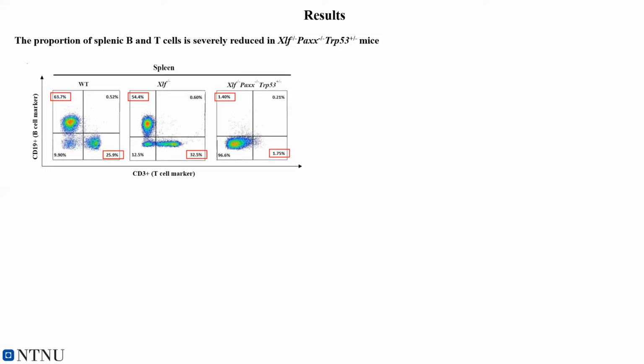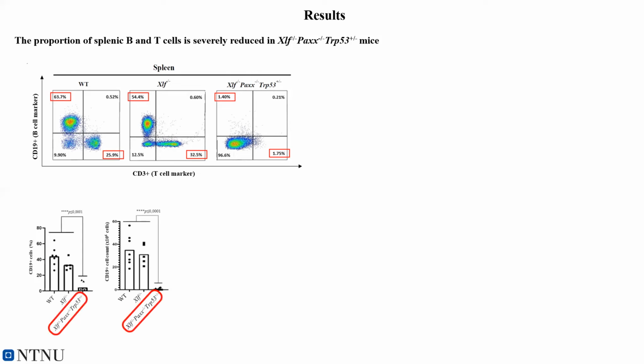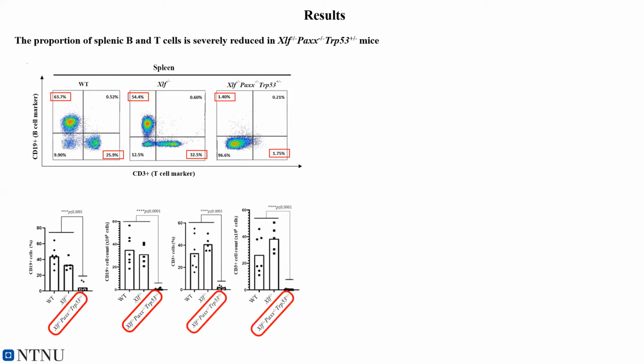I found that the proportion of splenic B and T cells, meaning B and T cells that were harvested from spleen, is severely reduced in XLF-PAX TRP53 deficient mice. Here's the flow cytometry analysis of splenocytes using CD3 and CD19. Statistical analysis proves that the frequency of B and T cells is severely reduced in a spleen of XLF-PAX TRP53 deficient mice.